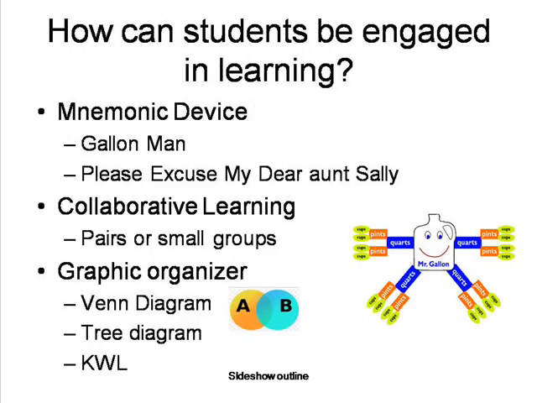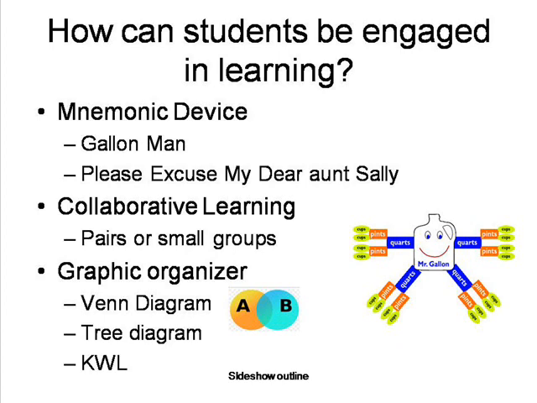How can students be engaged in learning? There are a number of ways students can be actively engaged in learning. Students may use mnemonic devices to learn. In the traditional math classroom, students learn order of operations using "Please excuse my dear Aunt Sally." But in a student-centered classroom, they might learn the order of operations and create their own device to remember it. It may give added meaning if they make it up themselves and connect it with something in their daily lives.